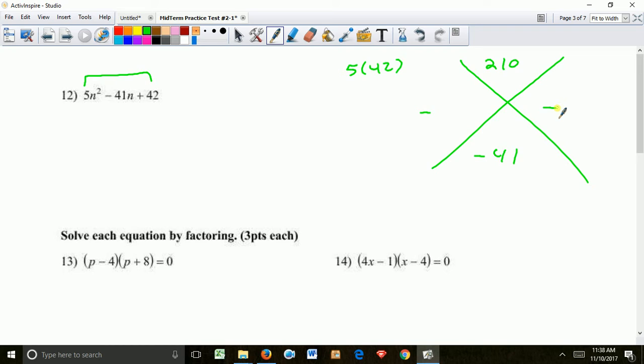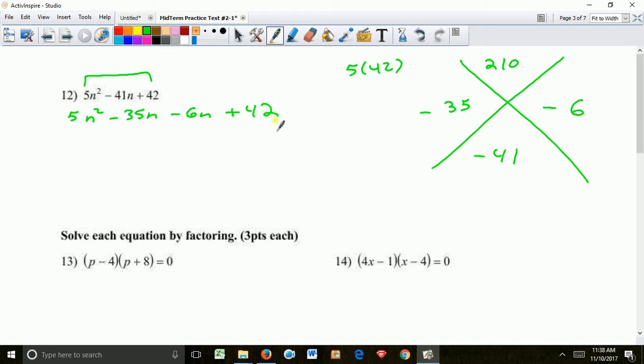I believe negative 35 and 6 works. Negative 35 times negative 6, yep, we get 210. Negative 35 plus negative 6, there's your negative 41. So now we get 5n squared minus 35n minus 6n plus 42.